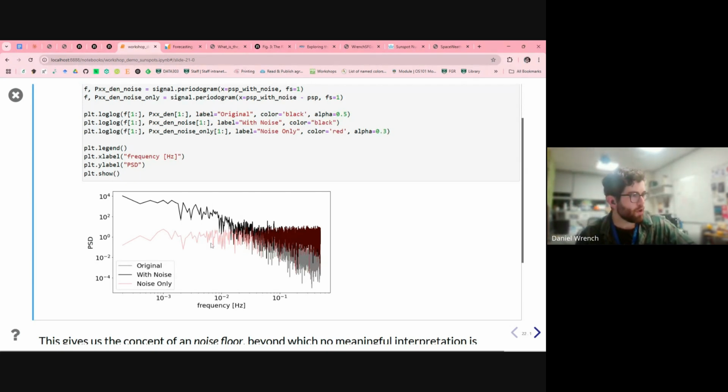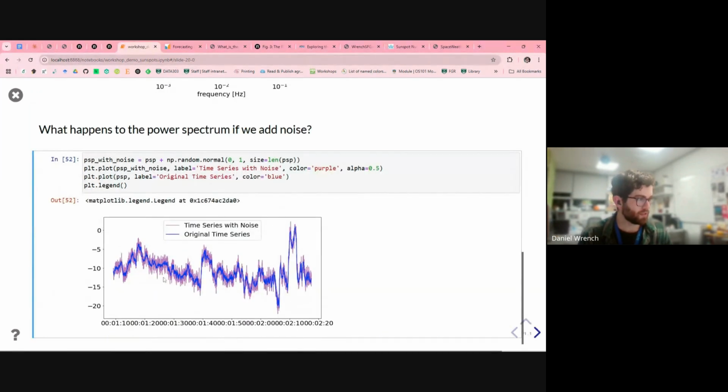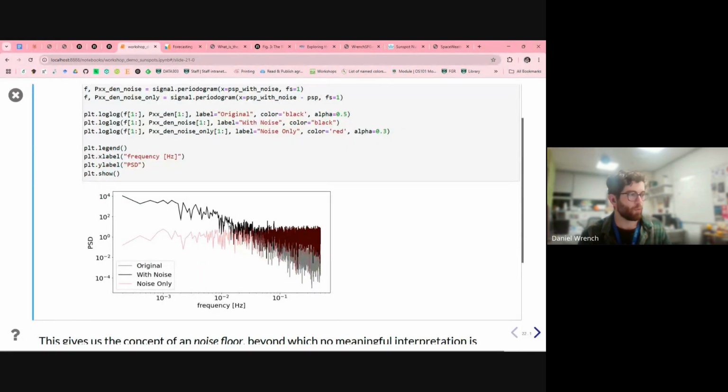In red is the spectrum of the noise itself. So remember we saw this an hour or so ago. We calculated the power spectrum for noise. It's purely flat. All frequencies have the same amplitude. And then when we calculate the spectrum from this blue line, the time series with the noise, what we get is the black line.